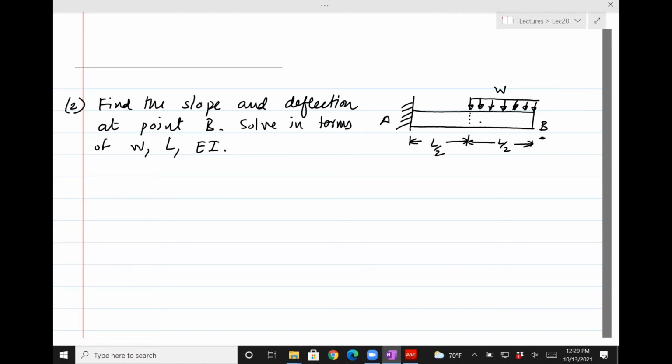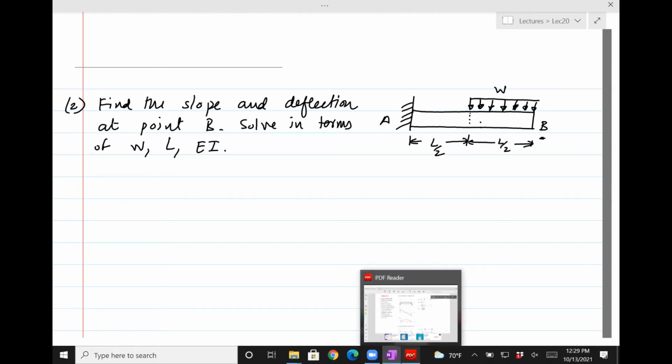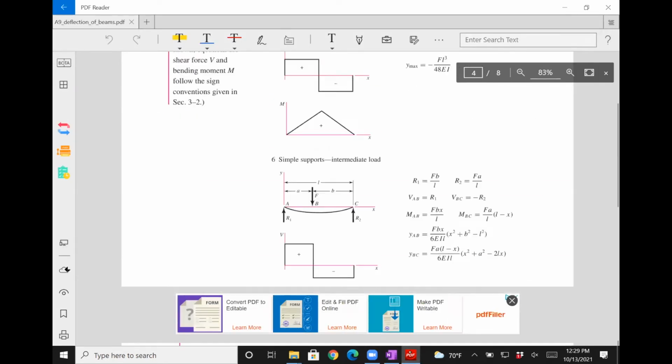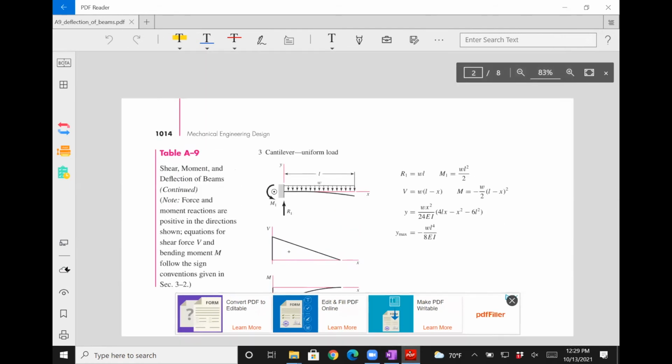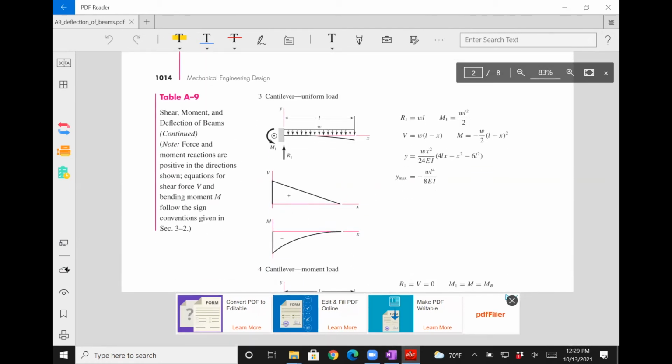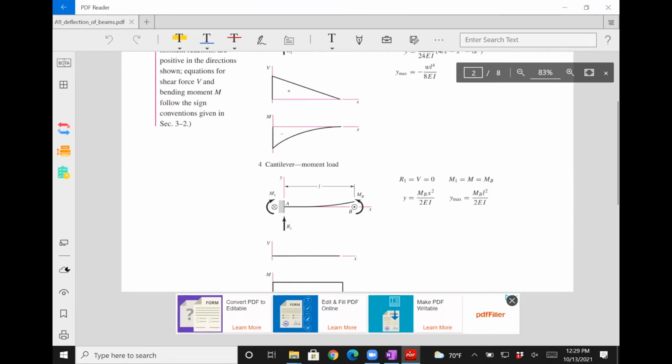So the first thing we want to ask ourselves is, how can we do this with superposition? How can we break it down into multiple cases, right? So let's look at the table and look at all the cantilever solutions we have from the table. So go there. Okay, so this is one where the entire cantilever is loaded with distributed load W.